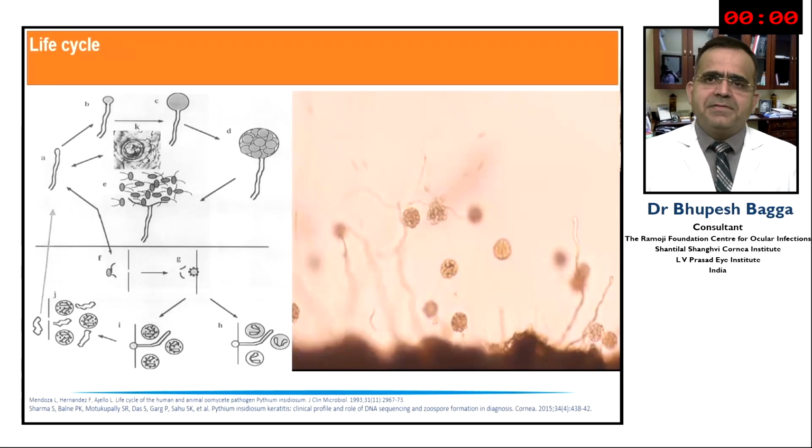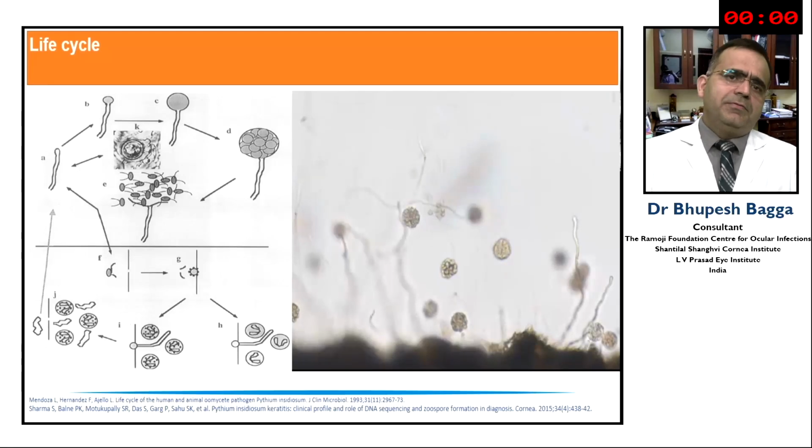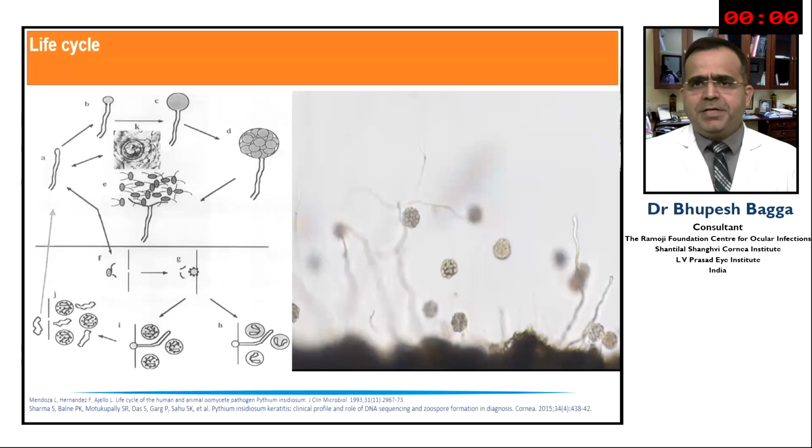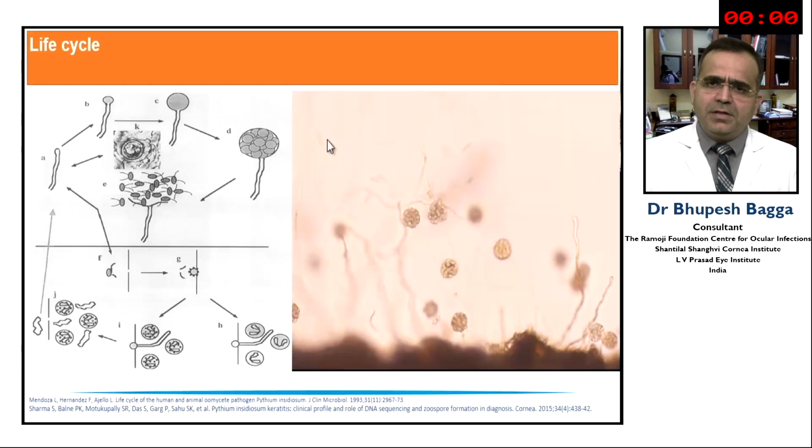Regarding the life cycle of Pythium, the most important part is the zoospore, which we are able to generate in our laboratory with the help of carnation leaves in aquatic media. As you can observe, there is formation of zoospores from the sporangia.